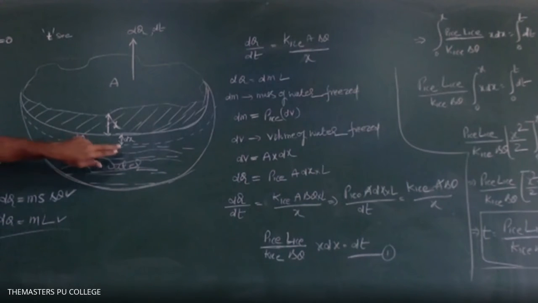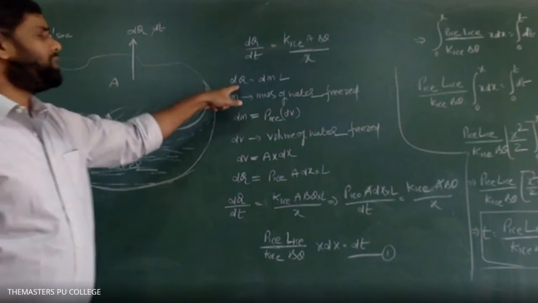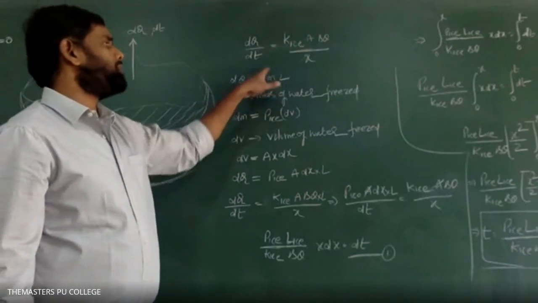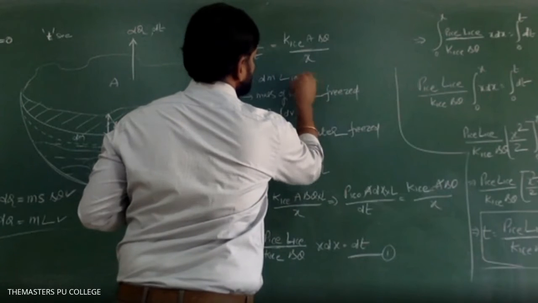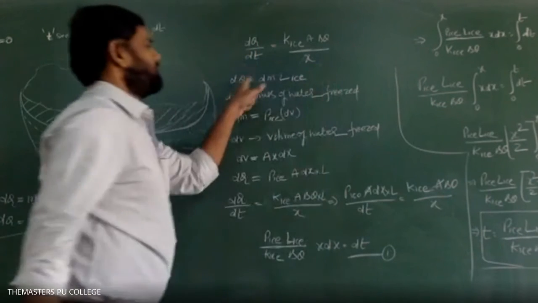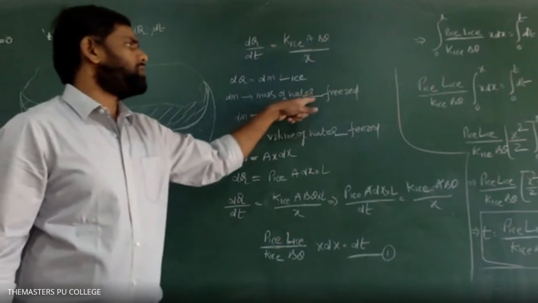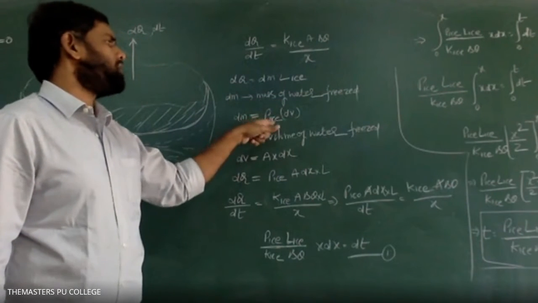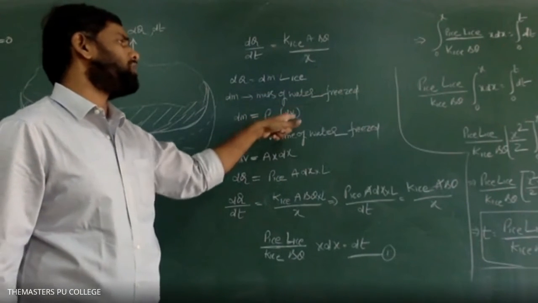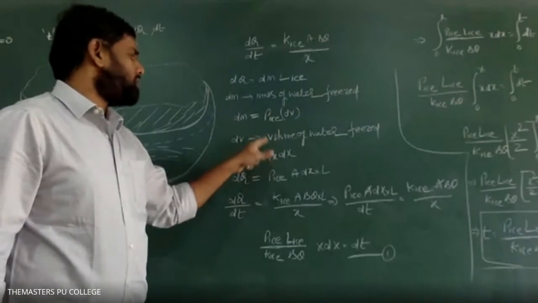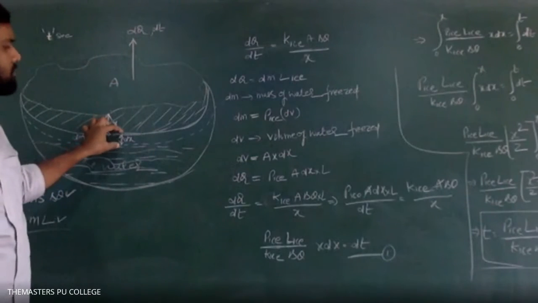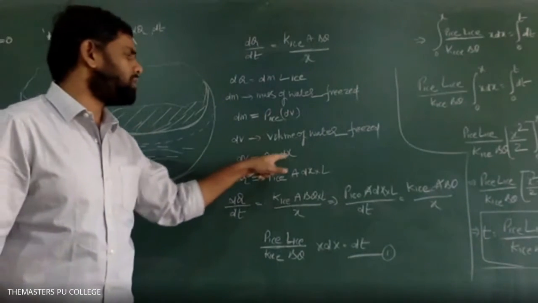Here the water is frozen into ice, meaning the liquid phase of matter gets converted into the solid phase. That's why dq equals dm into L. Here L is nothing but the latent heat of fusion of ice. dm is the mass of the water frozen. We know that mass equals density into volume, the density into the volume of the water frozen. The volume of the water frozen equals area into length of this ice layer which is formed. So dV equals A into dx.